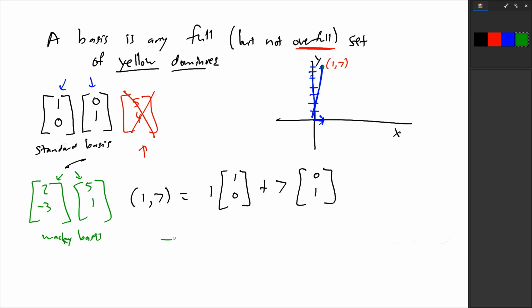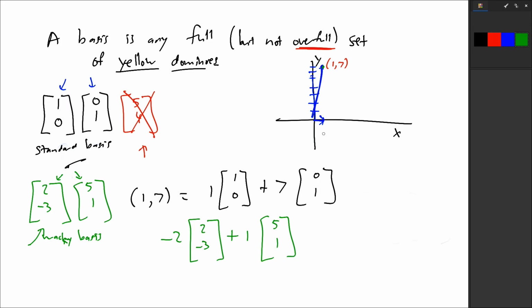Well, I worked it out, and it turns out in this case, it's -2 of this wacky basis vector, and then we're going to say add 1 of the 5, 1 vector. And if you do the math here, I think you'll realize that this is -4, 6, and if you add -4, 6 to 5, 1, you're going to get 1, 7, right?